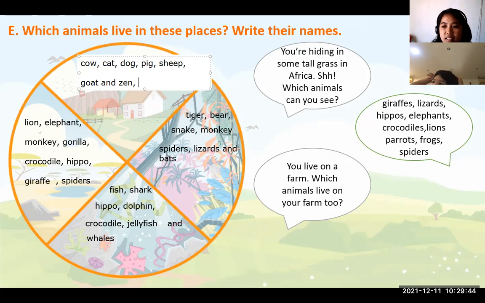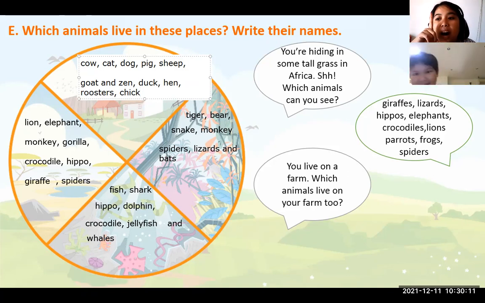What is that? A duck. Yes, a duck. Yes. What else then? A hen and a chick and now rooster. Yes, rooster, hen, chick. Okay. Is that all? Yes. There's still one.